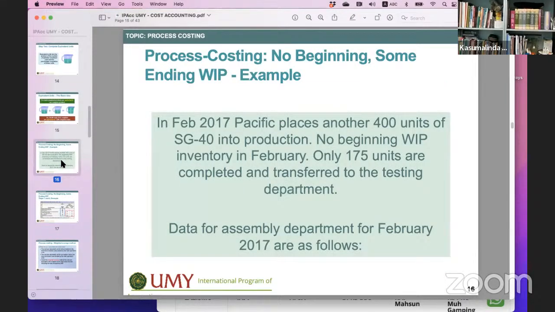Okay, now let's assume this one. This is a simple example where there's no beginning and some ending work in process. In February 2017, Pacific places another 400 units of SG40. SG40 is the product. No beginning work in process inventory in February. Only 175 units are completed and transferred to the testing department. They have only one department here in this case, the testing department. So data for the assembly department for February is as shown.